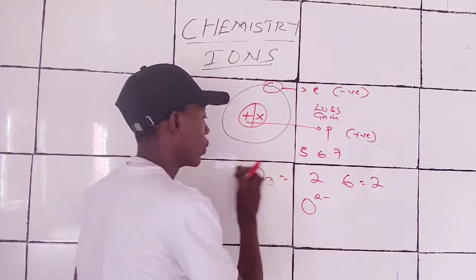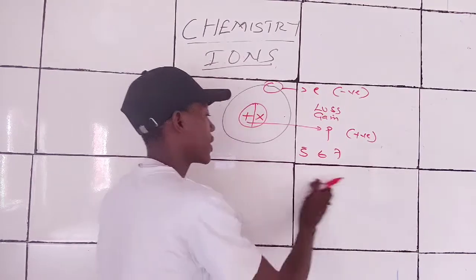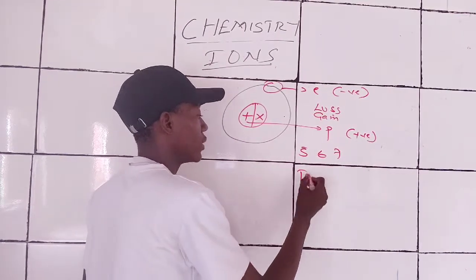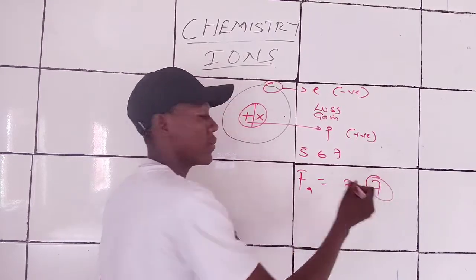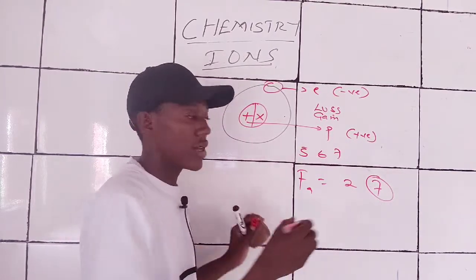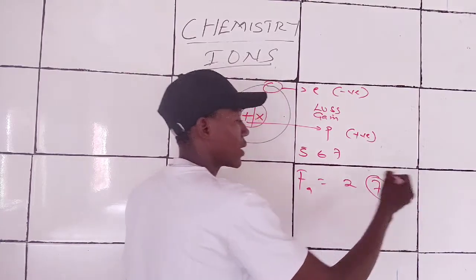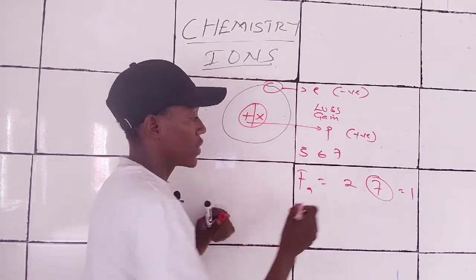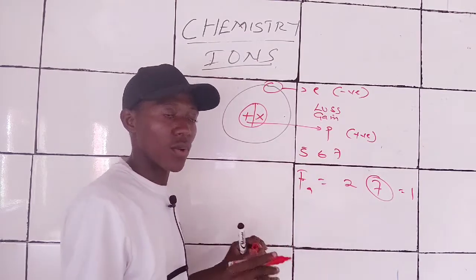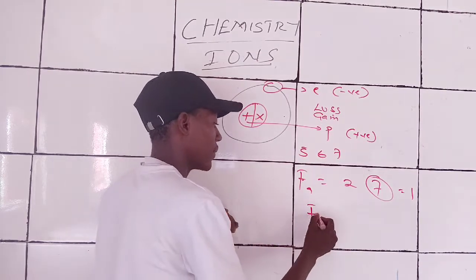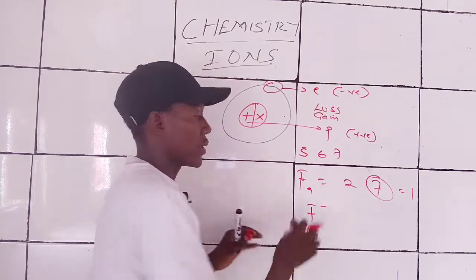So in the case of fluorine, fluorine is going to be number 9. It's going to be 2, 7. Fluorine, the valence electron is 7. The valency is equal to 1, as we explained earlier. So if we have the valency as 1, meaning fluorine tends to accept 1 more electron, it's going to be written as fluorine minus. Is that clear?